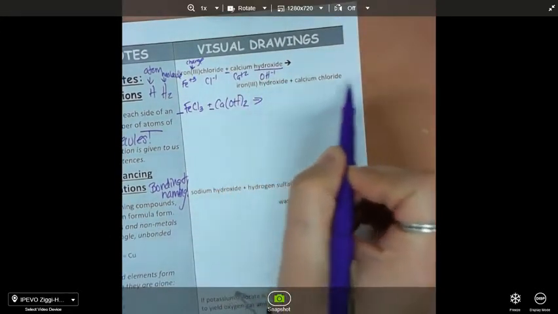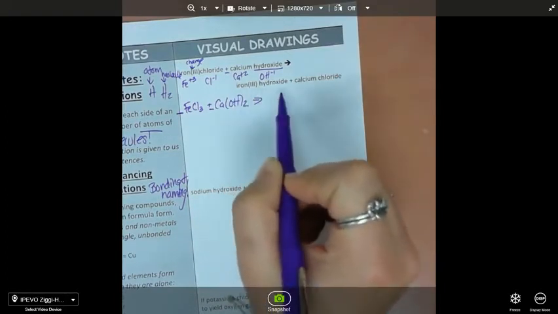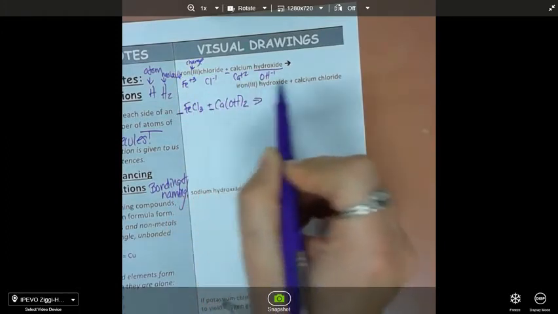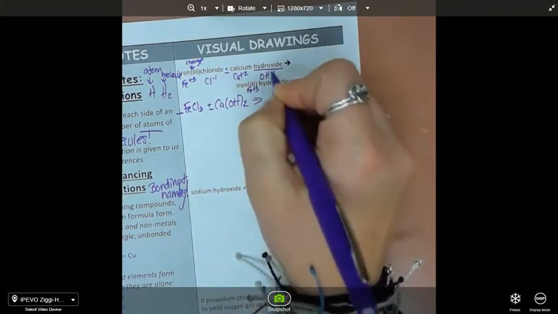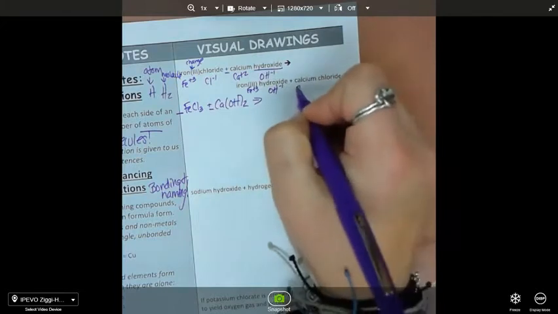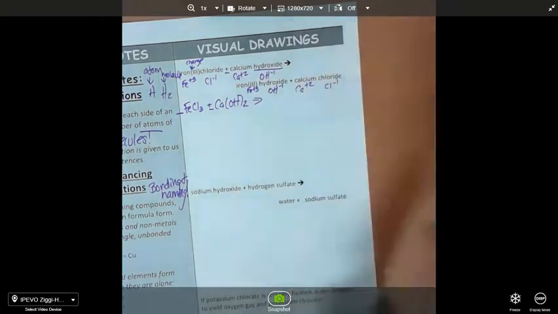Now I have to write the product side of my reaction, but I don't even have to look up any of the charges again because I wrote them all up here. They already exist right here. So iron, Fe plus 3. Hydroxide is already OH minus 1. Calcium is right here, Ca plus 2, and chlorine is Cl minus 1. So I don't even need to refer back to my periodic table if I don't want to.